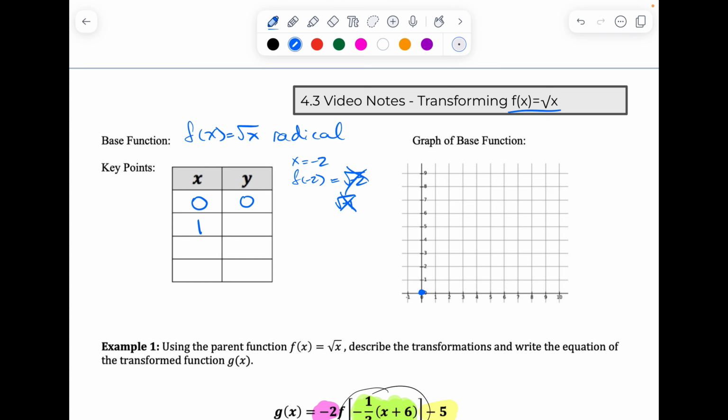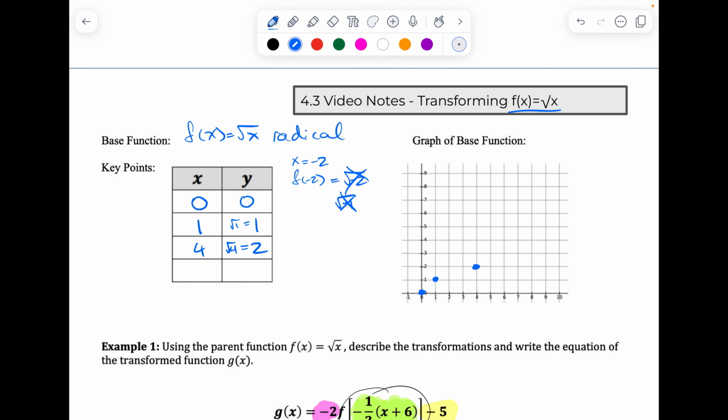Then x can be 1. The square root of 1 is 1. So we have a point at 1, 1. Now if I plug in 2, the square root of 2 is like 1.41, and so on. That's not nice, so we're not going to use that x value. We're also not going to use 3 because it doesn't give us a nice root, but 4 has a nice square root. Root 4 is 2. So 4, 2 is a key point.